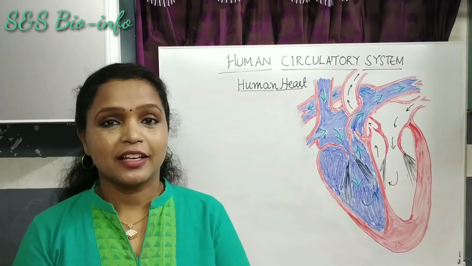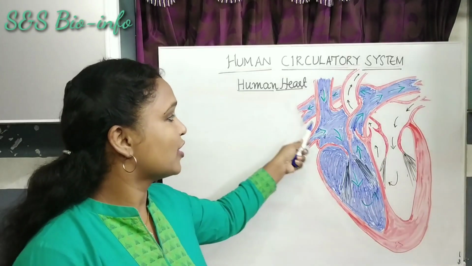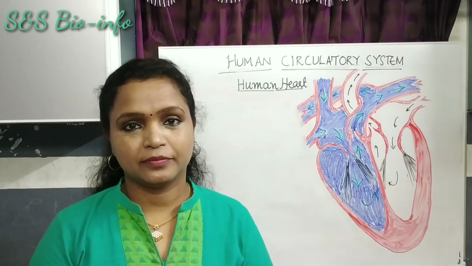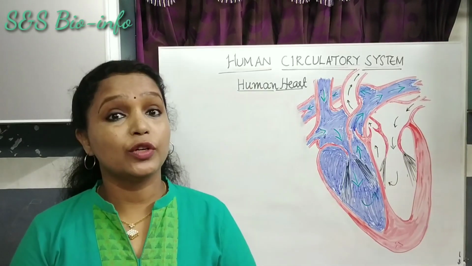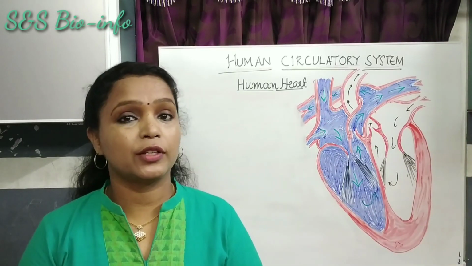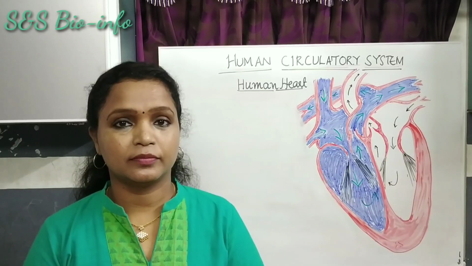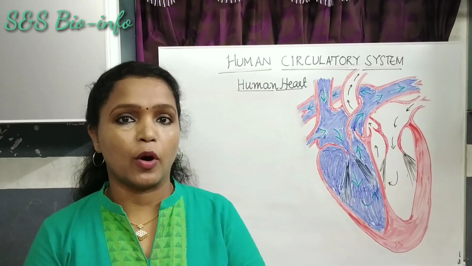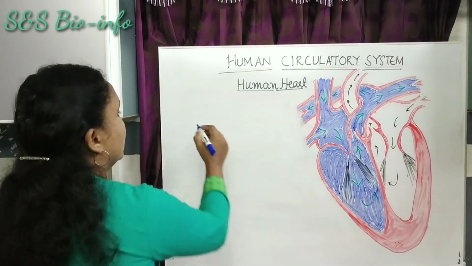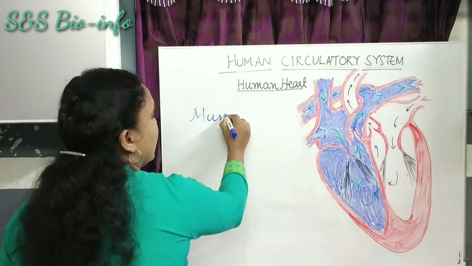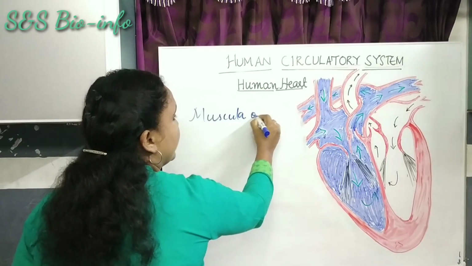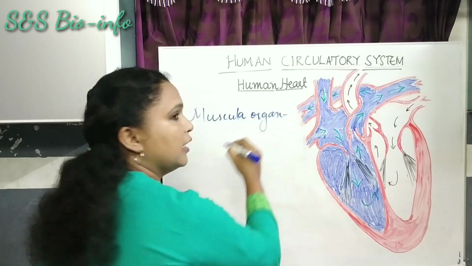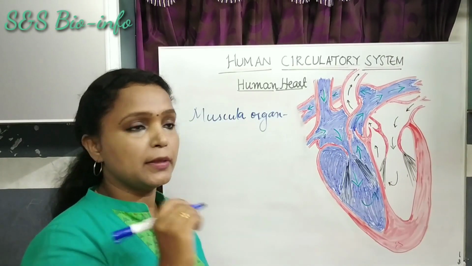Today's topic is human heart, its structure and function. Human heart is one of the most important parts of the human circulatory system. Heart is a muscular organ which is made up of cardiac muscles.